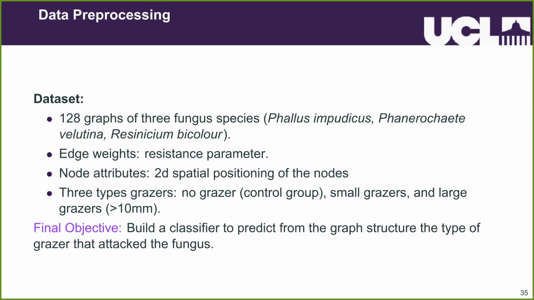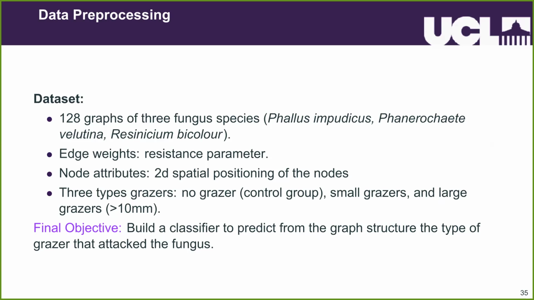And then we have 3 types of grazers, which are animals attacking the network. One is no grazers, so it's a control group. Then you have small grazers and large grazers, which are more than 10 millimeters. For example, worms. The large ones are worms, the others are very little animals that can attack the network. So the final objective was to build a classifier to predict, when you see a graph structure, if it has been attacked by certain types of grazers, like if it was in the control group or if it was attacked by a small or a large.